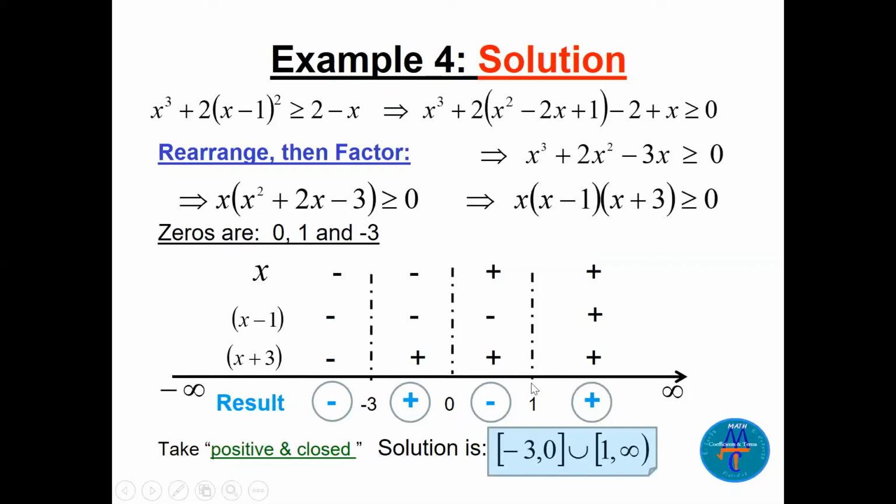And then any number after 1, it will make it all positive. Now you multiply everything. 3 minuses will give you minus. 2 minuses and plus will give you plus, etc. So we choose the solution.